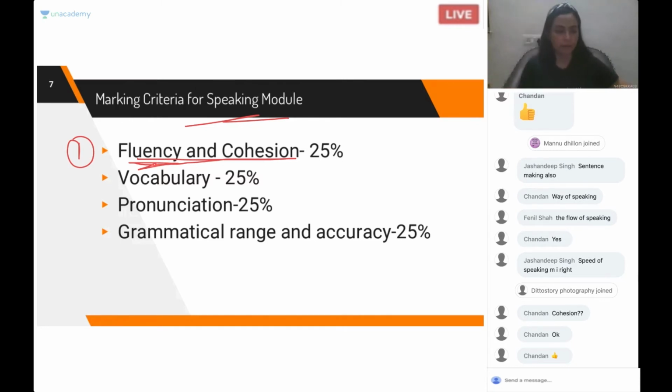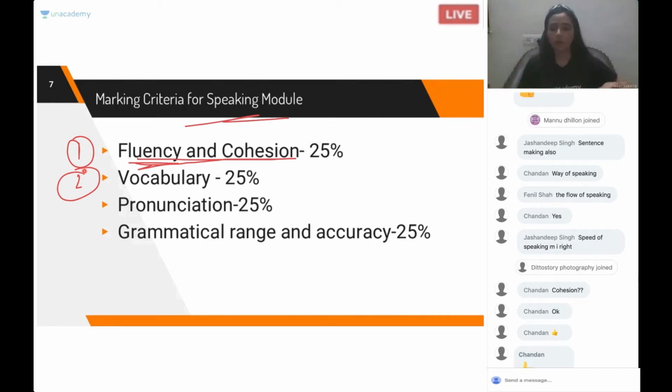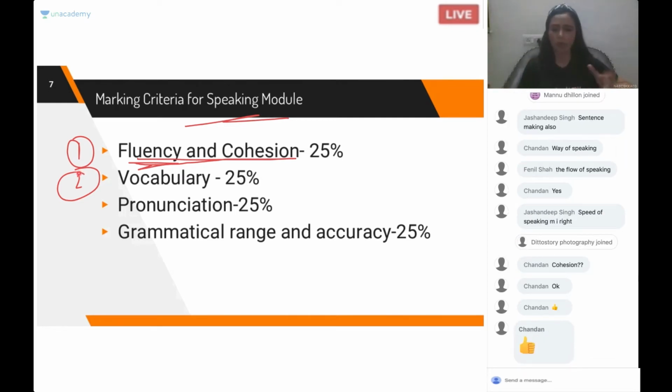Next is vocabulary, for sure. Instead of using very common words like good, bad, right? You can definitely use better words, right? Avoid using the most obvious words.